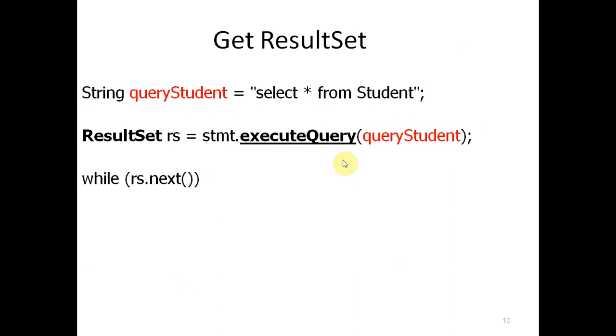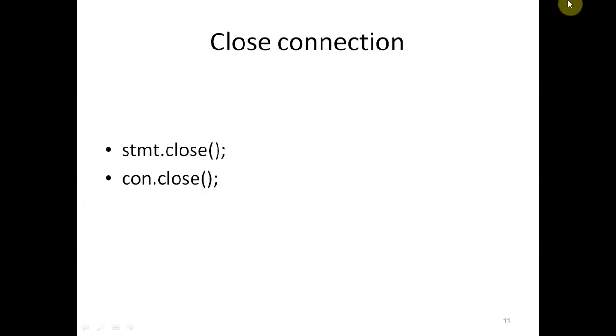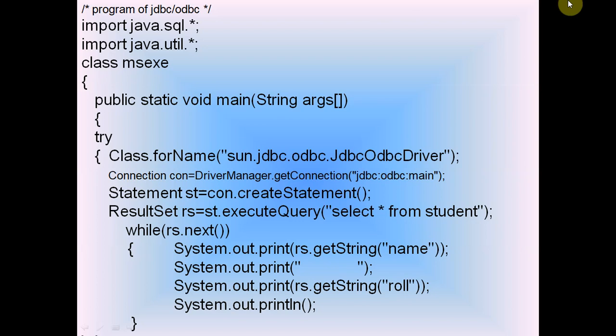So these are the different commands, and finally we require a result set to extract the data from the table. Through execute query we run the select query, and finally we will have this result set rs. By using the loop rs.next we extract the value of each field by getInt for integer values and getString for string values. These are two functions, and ssn, name and marks are the variables. This way we have already done programming. Finally we close the statement, and this is one complete program.